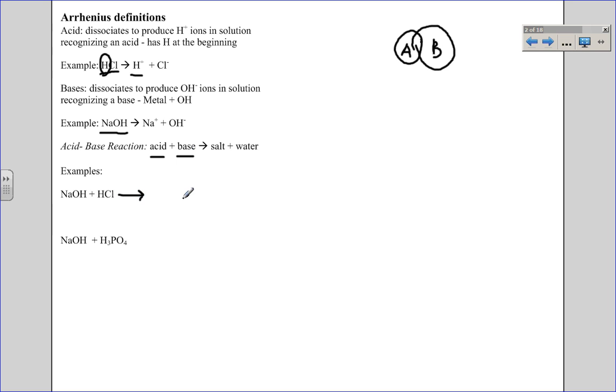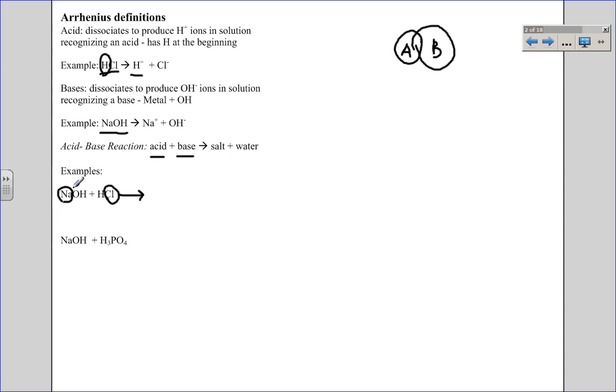So let's look at some examples here. These are double displacement reactions. So when you're going to form the products, when you combine an acid and a base, you'll always form water with the H from the acid and the OH from the base, and then your salt will be formed as an ionic compound from the two remaining ions. Now we do need to be mindful of the charges of the substances.